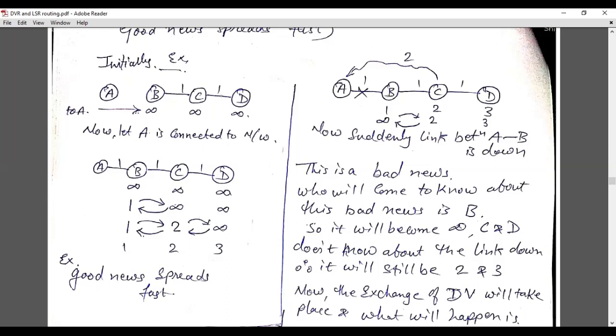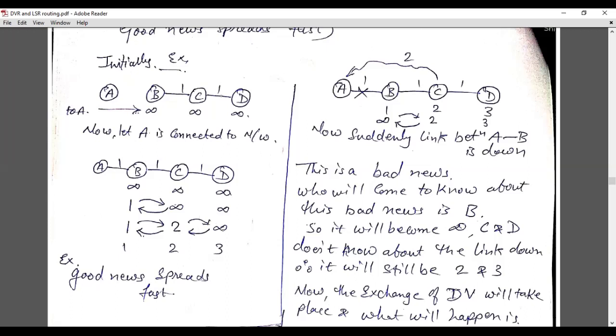Initially it was infinity, then it will come to know that there is one path to A and the distance is 1. That will be updated in the routing table for B. There, C and D still do not know, so it will remain infinity. When the distance vectors are exchanged, C will come to know that it can connect to A by 2 distances, so it will update it to 2. D still does not know until the distance vectors are exchanged between C and D. As and when D exchanges the vector with C, it will also come to know that it can reach A by 3.